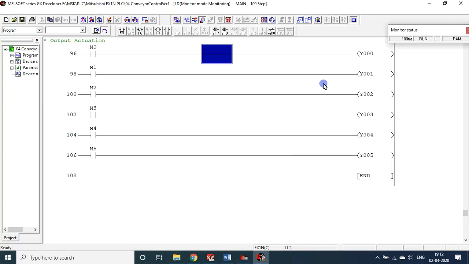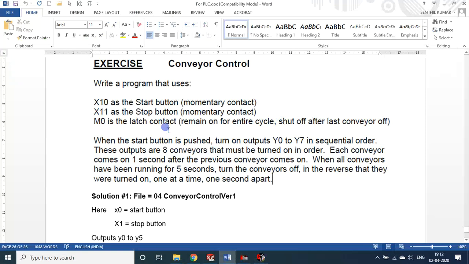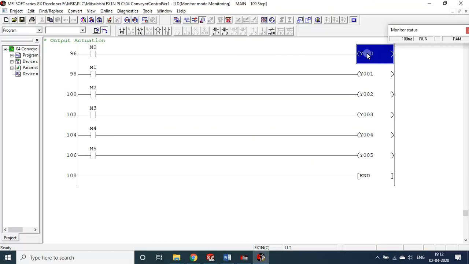Again, as per the problem, before seeing the simulation, I repeat the problem. The moment X0 is pushed on, first motor should be on, so Y0 must be on. Then after 1 second, Y1 must be on. After 1 second, Y2. After 1 second, Y3. After 1 second, Y4. After 1 second, Y5. At this point, all are on for 5 seconds continuously.